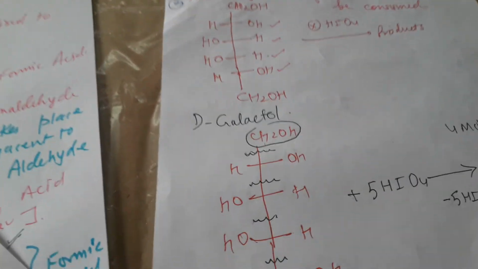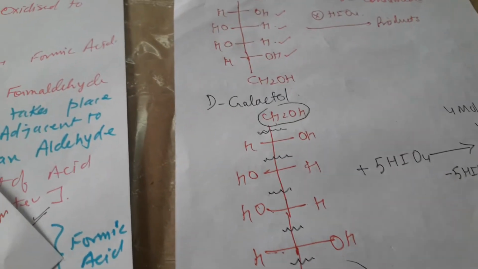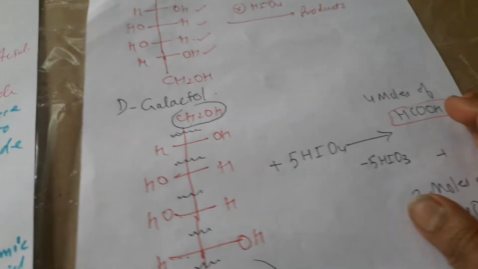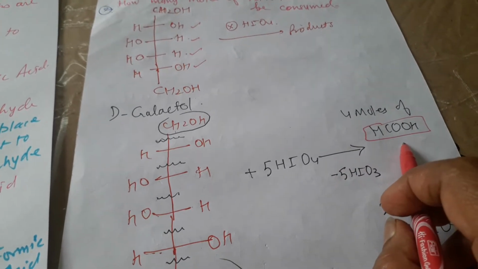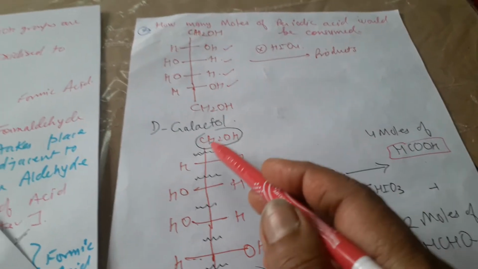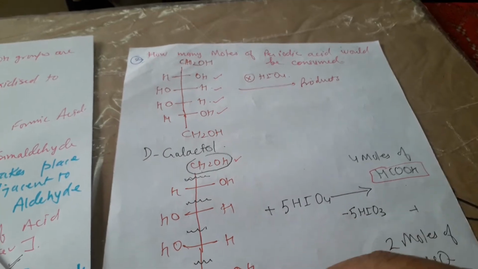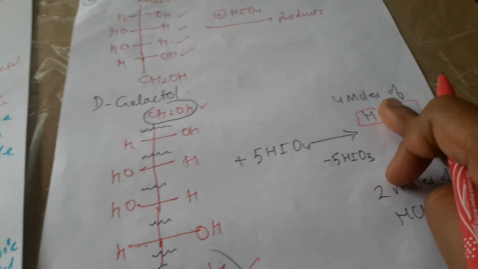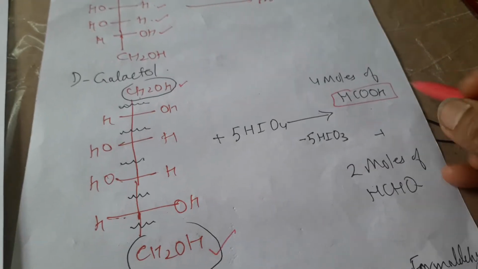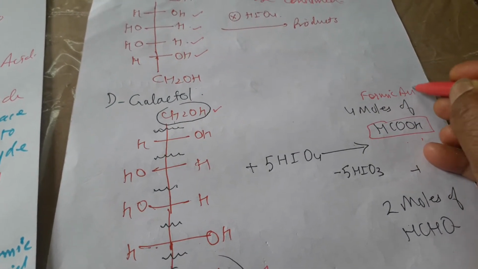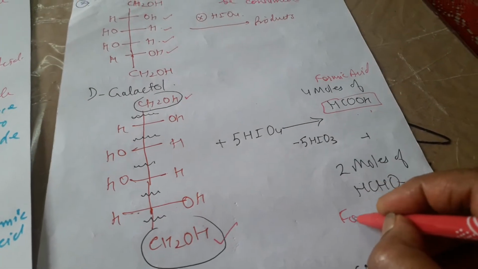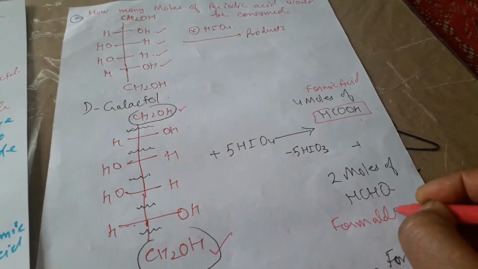4 moles of CHOH are there, so we will get 4 moles of HCOOH. I have discussed this. And how many moles of CH2OH are there? 1 and 2. So 2 moles of formaldehyde. So easily you understood that 4 moles of formic acid and 2 moles of formaldehyde form. This is formic acid, and this is formaldehyde. I think this point is clear to you.